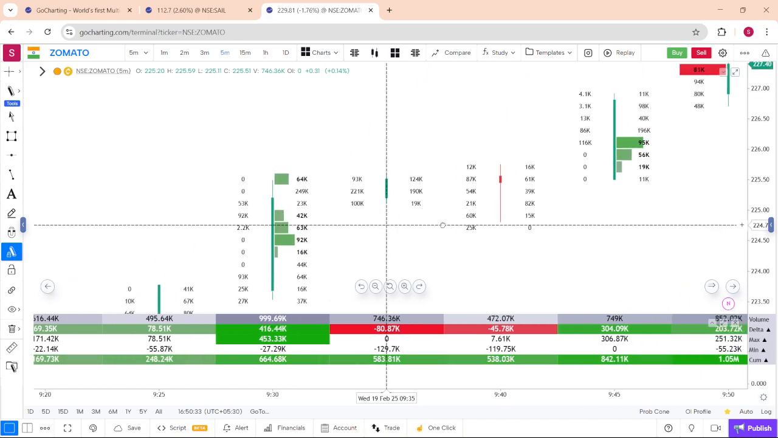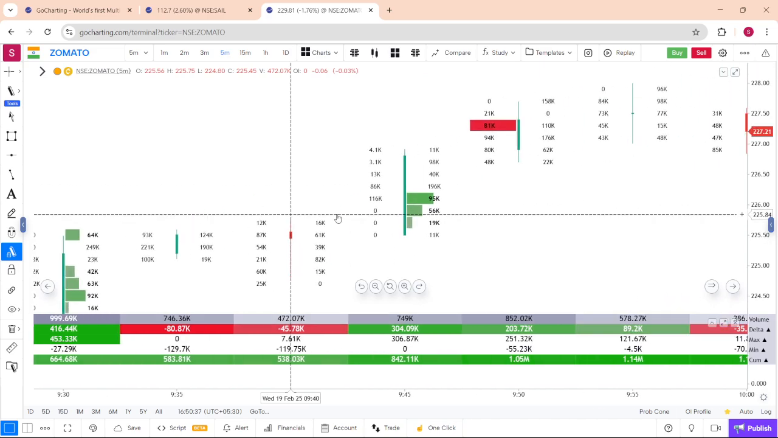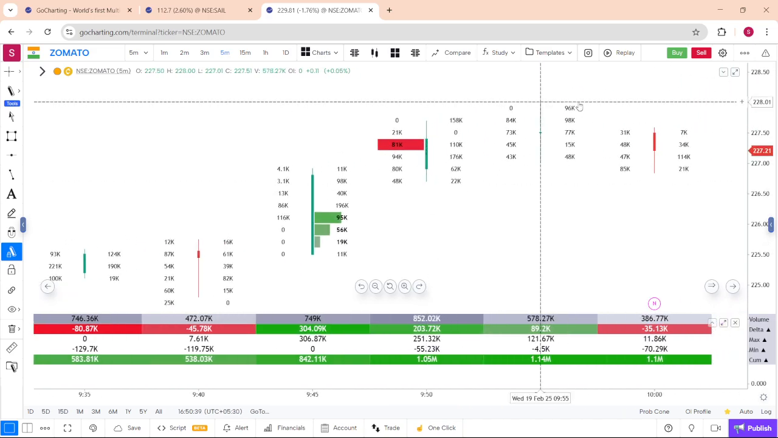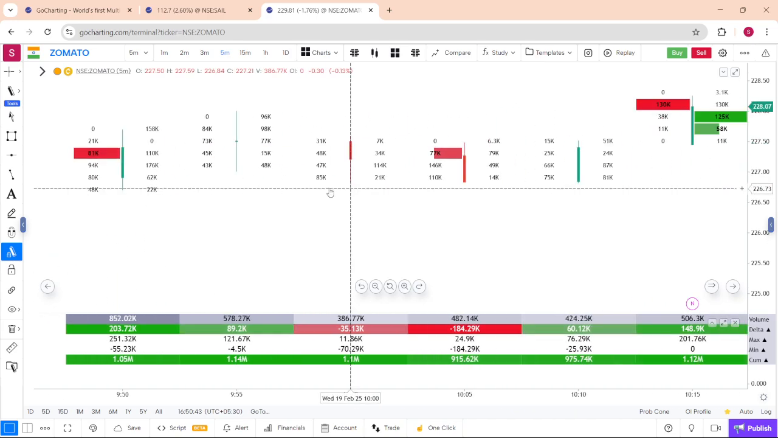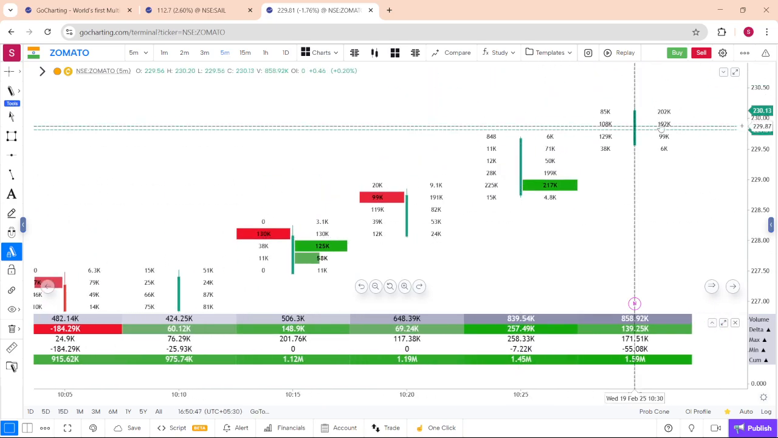See, after that, what happened? From 225, it has gone up to 228.3, more than 1.25%. After that, again, it has gone up to around 230. And this is the technique of doing an intraday trade.